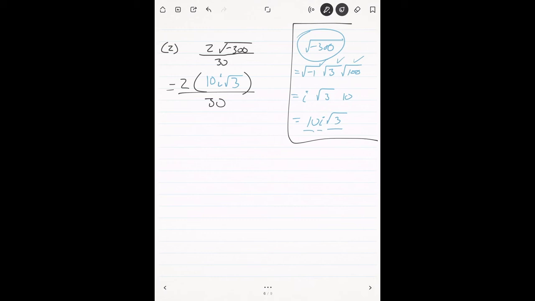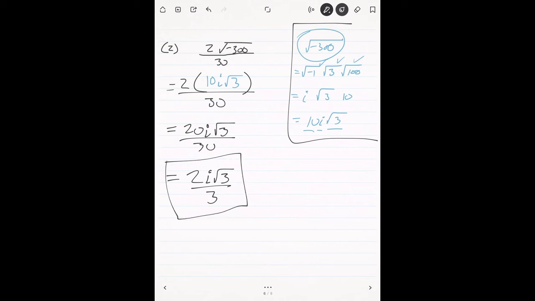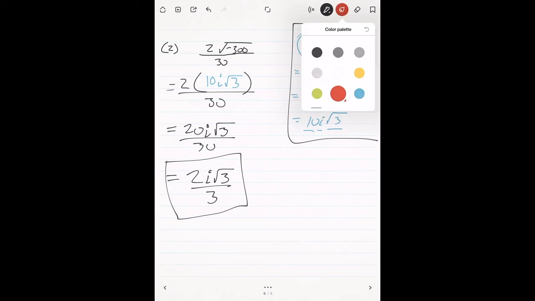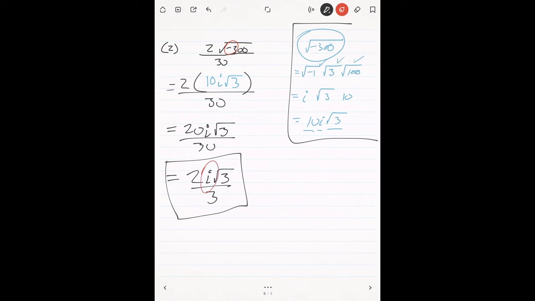So let's go ahead and try to simplify this. 2 times 10 is 20. Then we have I root 3 over 30. And we can simplify 20 over 30, divide each by 10 to get 2i root 3 over 3. Here is going to be our final answer. Again, we expect if your radicand has a negative in it, expect your final answer to have an I in it as well. It needs to simplify down that way.